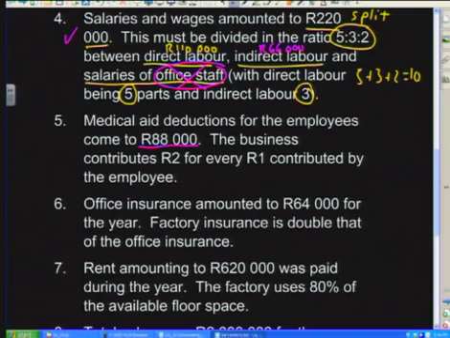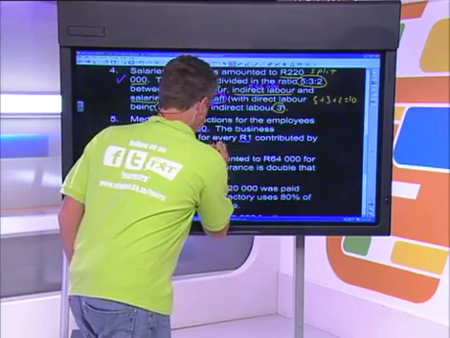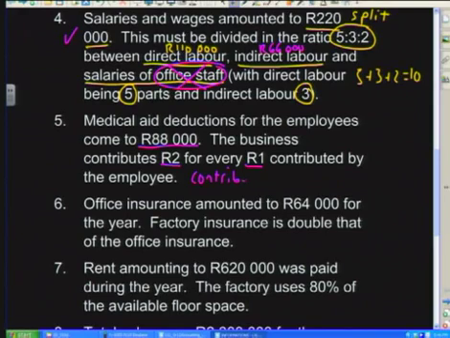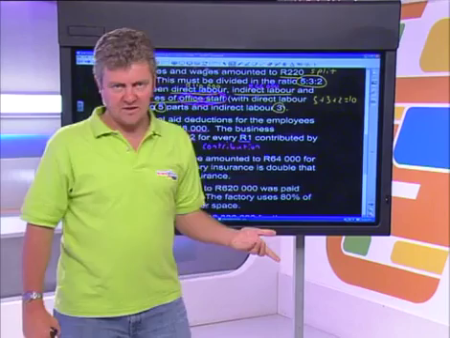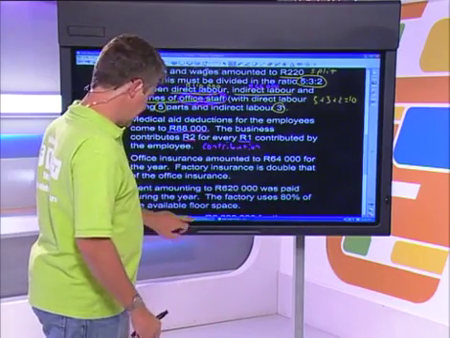However, it tells us something more. It says that the business contributes 2 Rand for every 1 Rand contributed by the employee. So what this means is that there is a medical aid contribution by the employer. So this contribution, we need to calculate it. It is 2 Rand for every 1 Rand that the employee contributes. Our question already tells us that the employees contribute 88,000. Those are the deductions that are subtracted from their salary. If we had to work out the contributions, it's very easy.